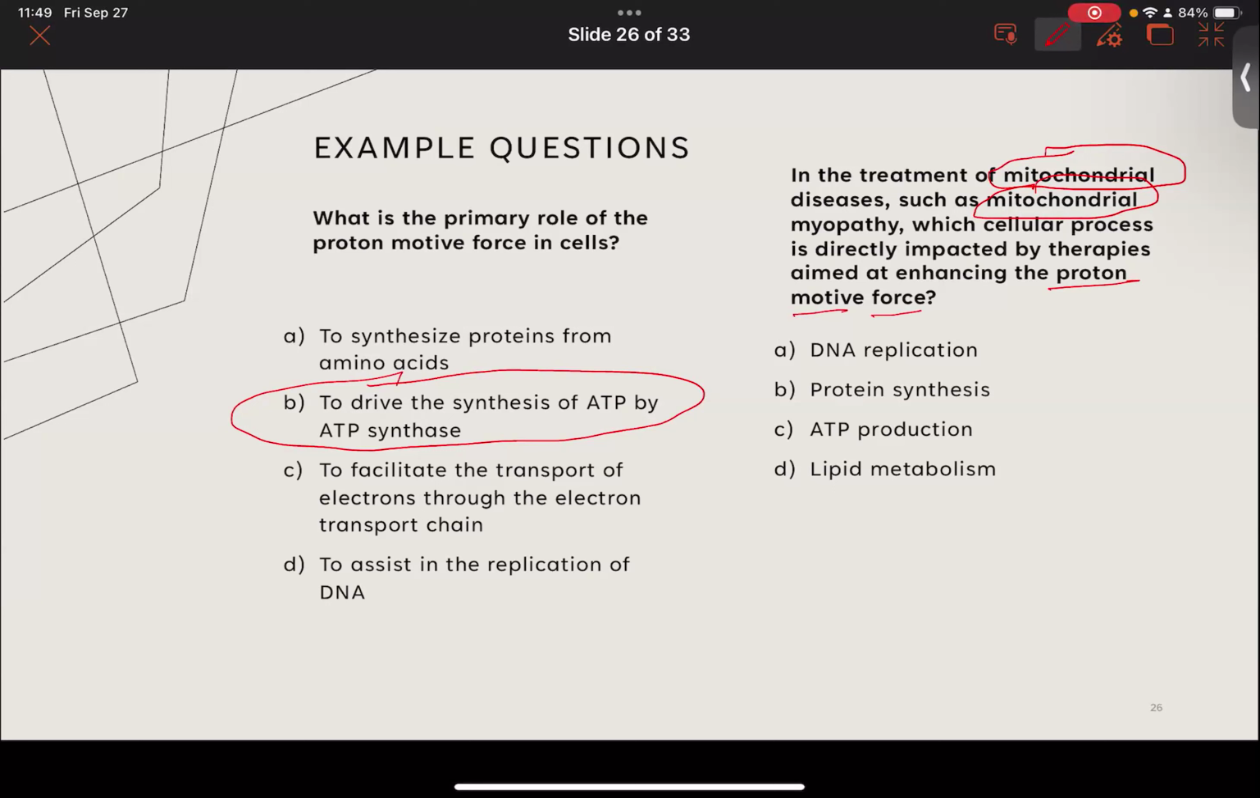So anyways, this is going to have to be ATP production. Mitochondria, the entire purpose of the mitochondria is energy production. Only ATP, energy production. It's just the whole point. So it's not going to be anything else. We're not going to target anything else. Proton motive force is involved in making ATP. ATP is made in your mitochondria.